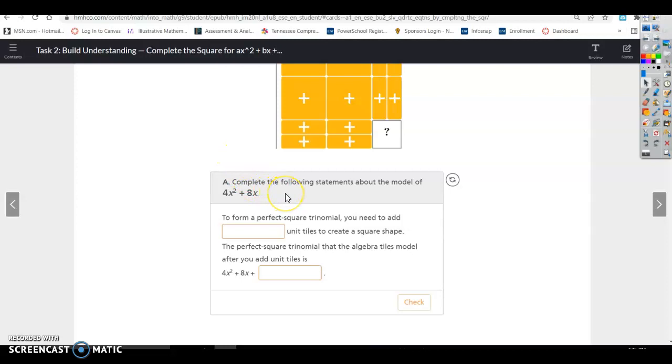Alright, so complete the following statement about the model of 4x squared plus 8x. To form a perfect square trinomial, you need to add 4 unit tiles to create a square shape. The perfect square trinomial that the algebra tile models after you add 4 unit tiles is 4x squared plus 8x plus 4.